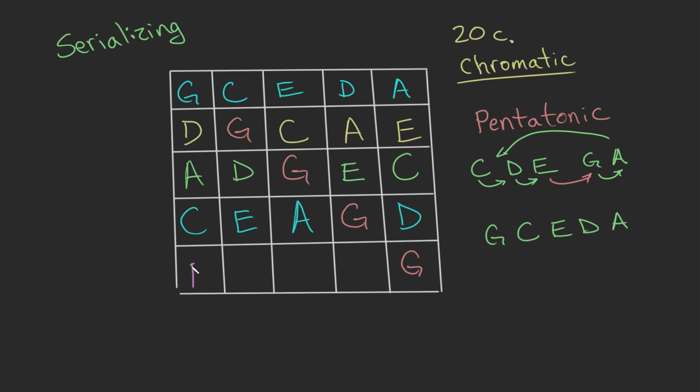So this is missing an E. This is missing an A. We're missing a D, and we're missing a C here. So here is our entire matrix built on the pentatonic scale. Now, if you were to play any of these, for example, if we just took this one, D, G, C, A, E.